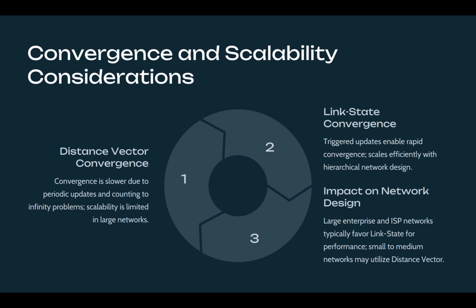Looking at convergence and design considerations, distance vector convergence is slower due to periodic updates and counting to infinity problems. Scalability is limited in large networks. In link state, triggered updates enable rapid convergence, and it scales efficiently with hierarchical network design. The impact on network design is that large enterprise and ISP networks typically favor link state for performance, while small to medium networks may utilize distance vector routing.